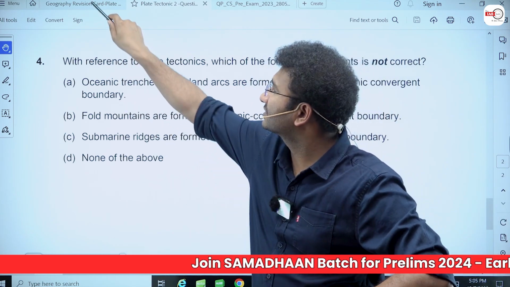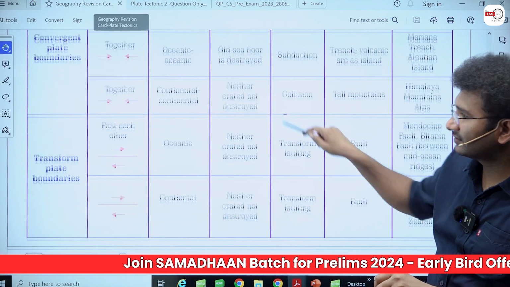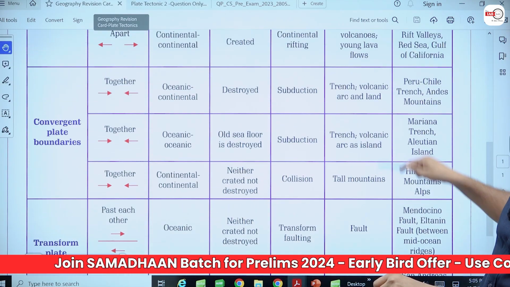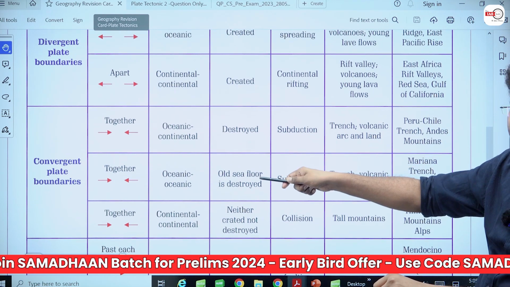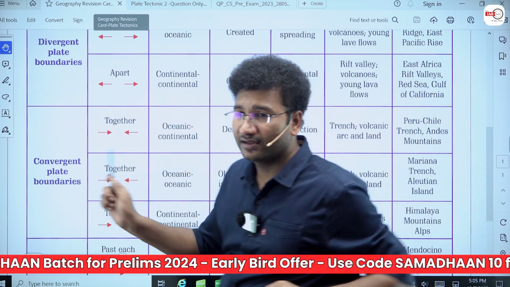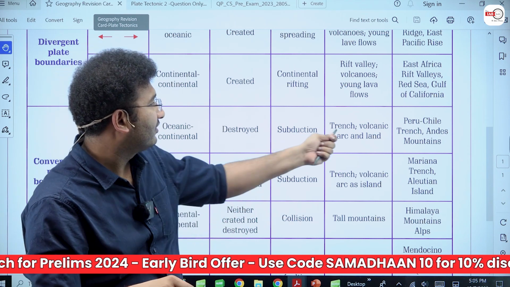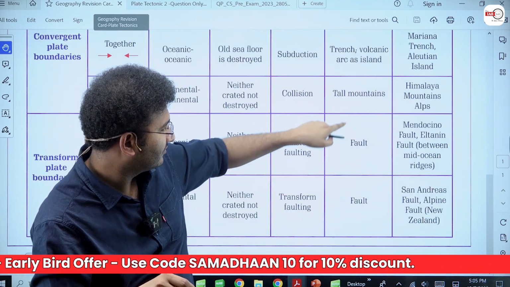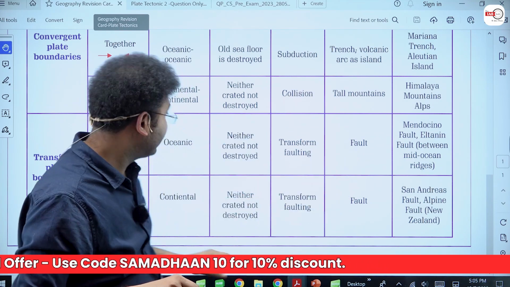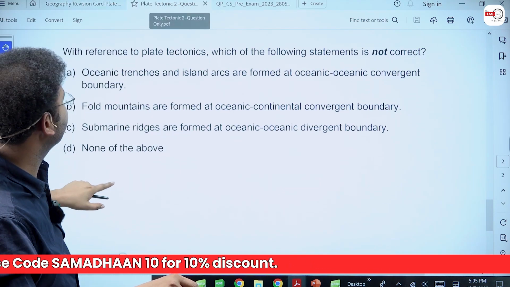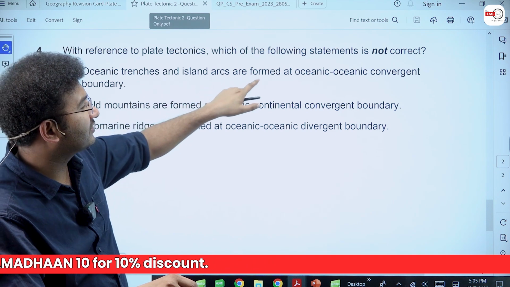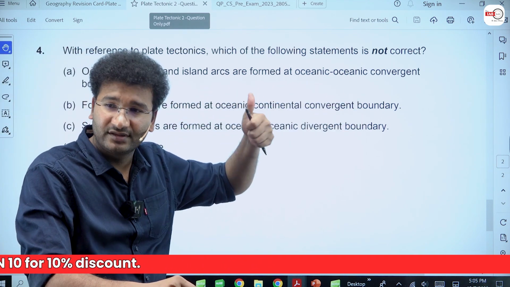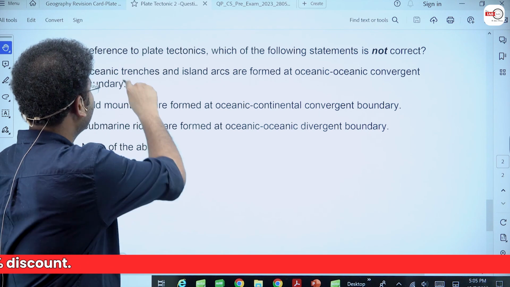So where are oceanic trenches formed? Oceanic trenches, where do you get to see? Trenches are formed in convergent boundary. This is your convergent boundary. And in this convergent boundary, trench is formed. Where else do you find trench? Right? So let's go and check this question. The question is, oceanic trenches and island arcs are formed in the ocean. Yes, this statement is right.